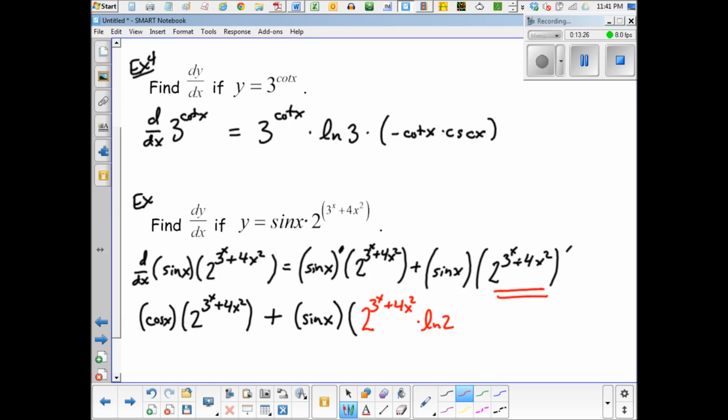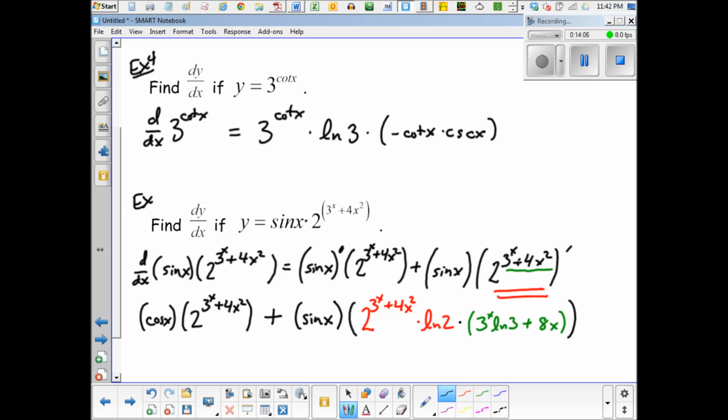Okay, now we're supposed to multiply by the derivative of that something. That something is this part up here. So we will now multiply by the derivative of what's up there. Since it's 3 to the x, we have 3 to the x ln 3, plus, and then we have a 4x squared, so the derivative of that is 8x. Alright, and there you have it.